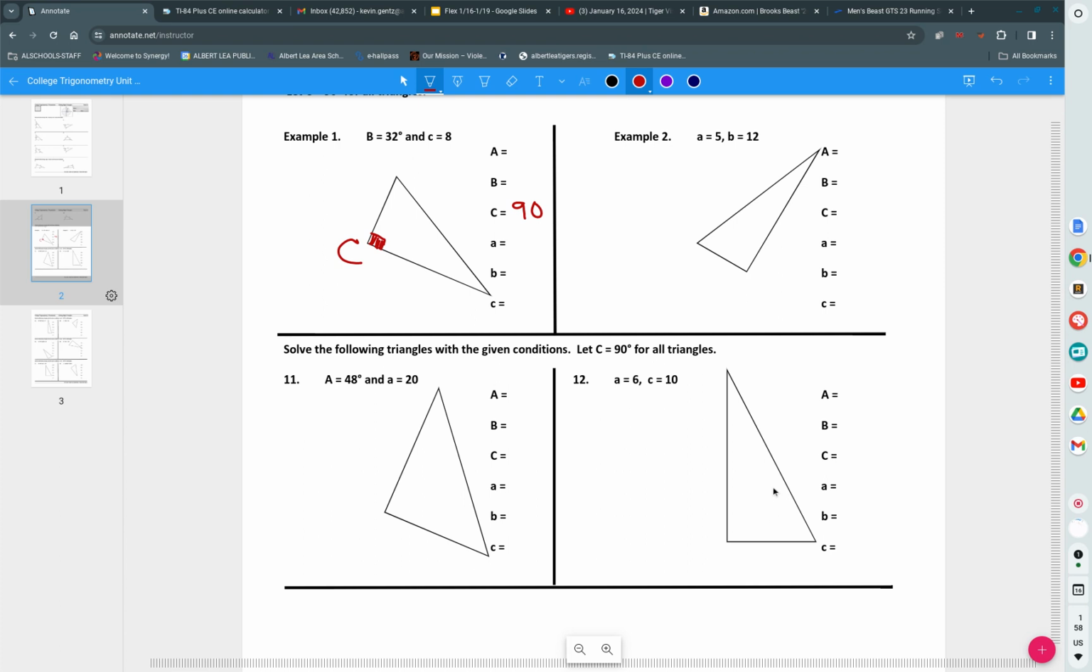Very clear on that? Okay. Then A and B will be the other two angles. Since I see that B is 32, I'm going to choose to put B down there. But just to be clear, if you switched A and B, that shouldn't make any difference in your answers. Your triangle just might look a little lopsided, you know what I mean?